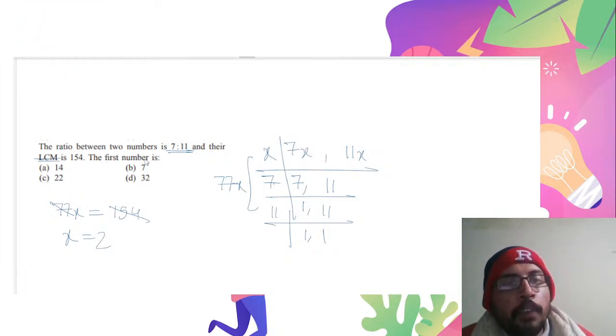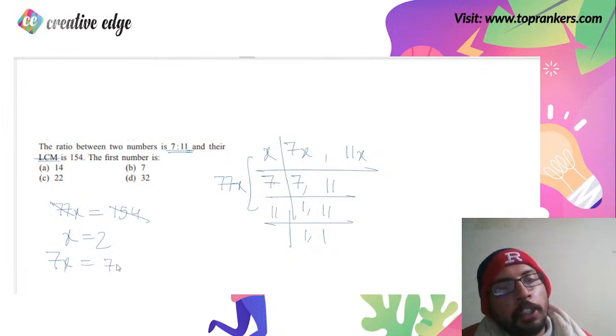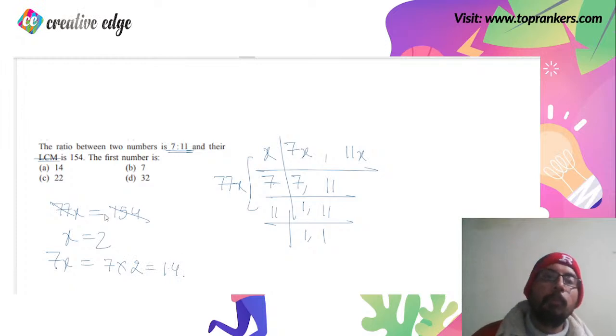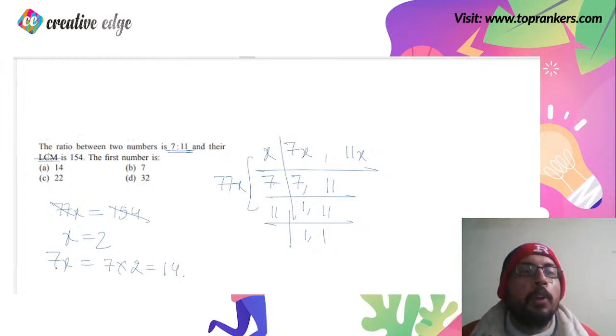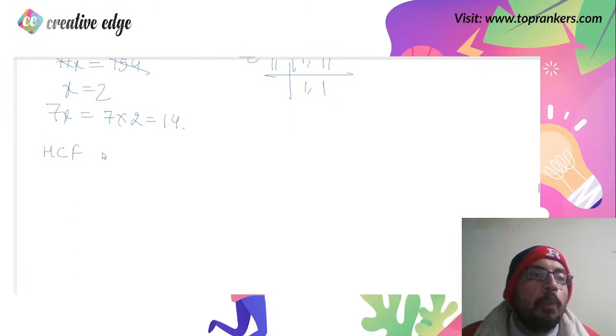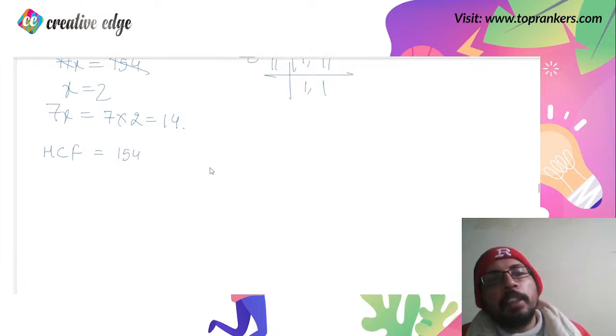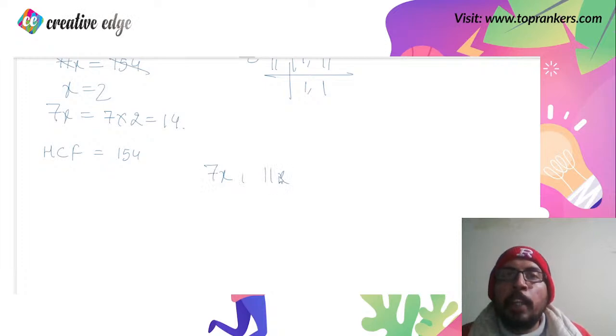So I have to find the first number. The first number was 7x, so it will be 7 into 2, that is 14. Right? If in the same question I were told HCF instead of LCM, if I were told HCF equal to 154 and the ratio is 7:11, so what will be the HCF? My numbers are 7x and 11x.